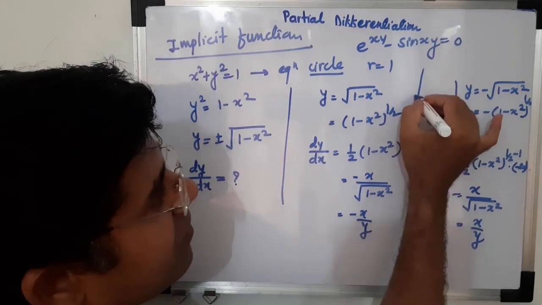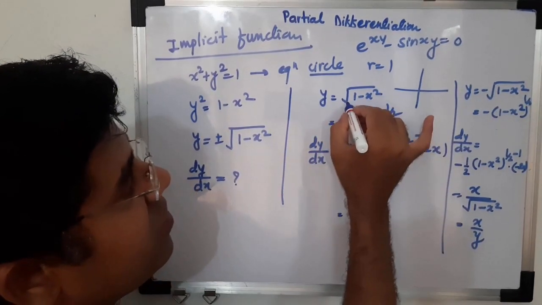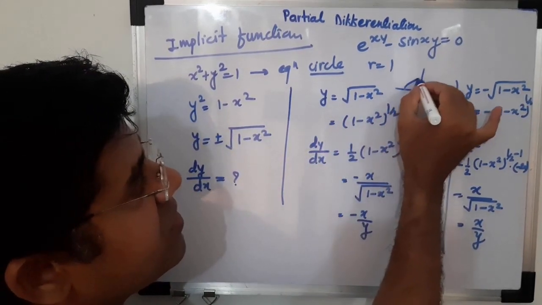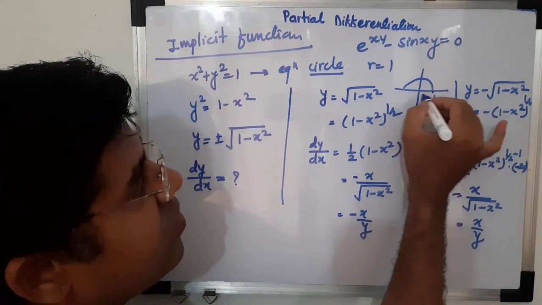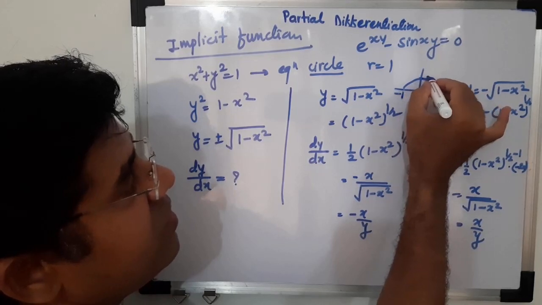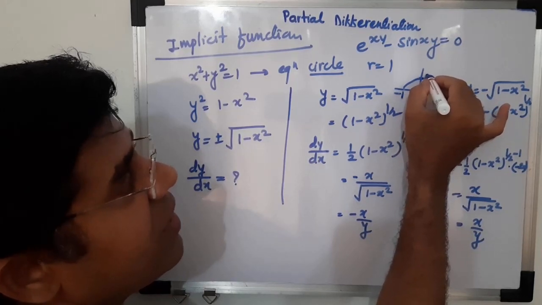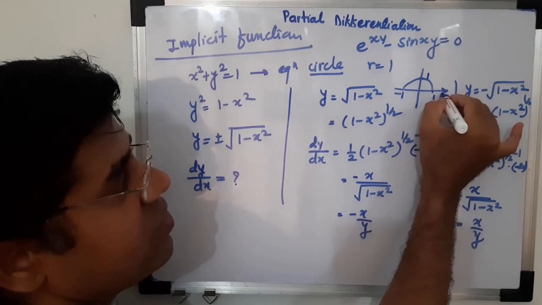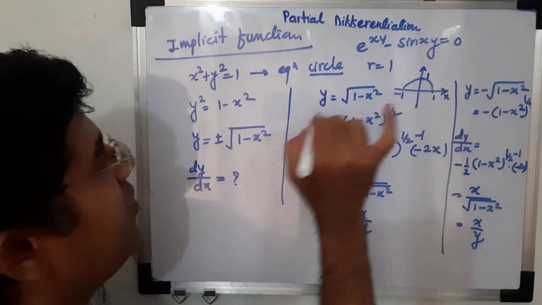This indicates y is equal to plus half. Suppose I plot a graph for this one. y is equal to under root of 1 minus x square. So this is x is equal to 1, x is equal to minus 1, and at x is equal to 0, here I will get y is equal to 1. So this is the positive half of your circle.